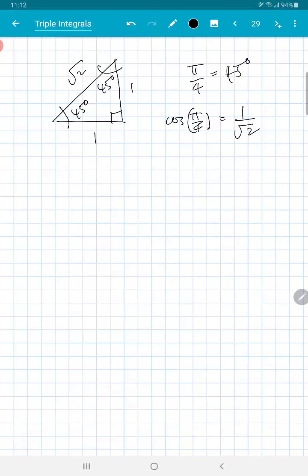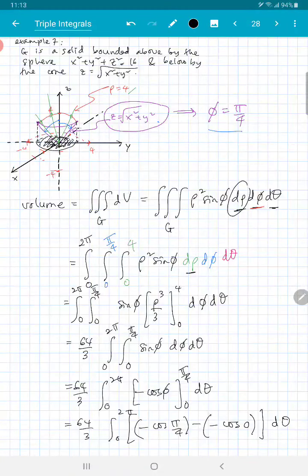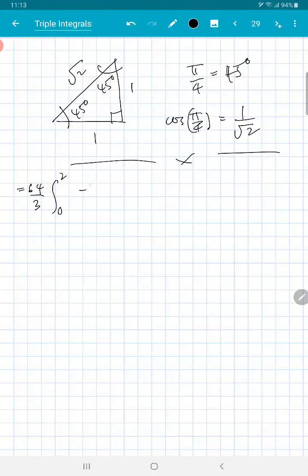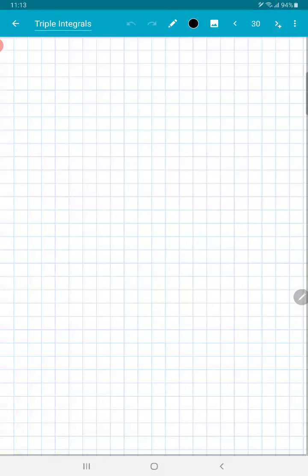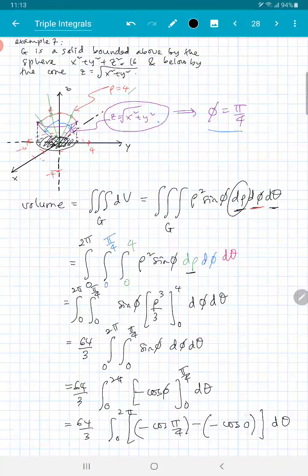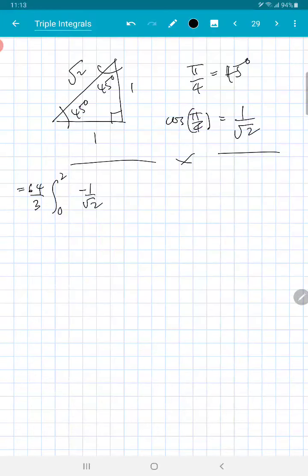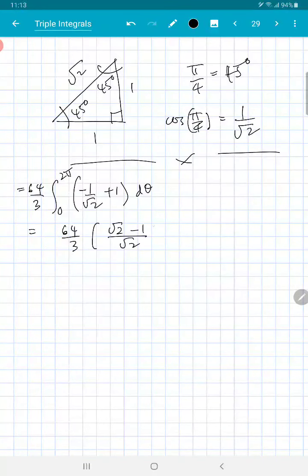Okay, let's continue here. We have 64 over 3, 0 to 2 pi. Well, cos pi over 4 is 1 over square root of 2, so here we have negative 1 over square root of 2, and cos 0 is 1, so we have plus 1, and we have d theta. So this is a constant, right? So we can put it here. We have 64 over 3, and you can write this down as square root of 2 minus 1 over square root of 2. That's a constant, and then we have d theta, 0 to 2 pi.